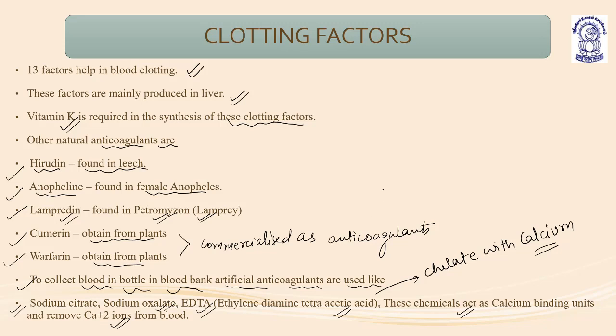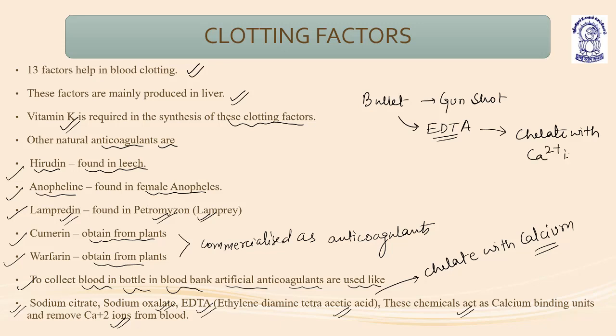Now, a bullet or a gunshot has a mixture of EDTA, ethylenediaminetetraacetic acid. This EDTA basically makes a chelate with the calcium ions, and that is why the person loses his or her life because of an excessive amount of blood loss. So EDTA is an artificial or synthetic anticoagulant. Understood?